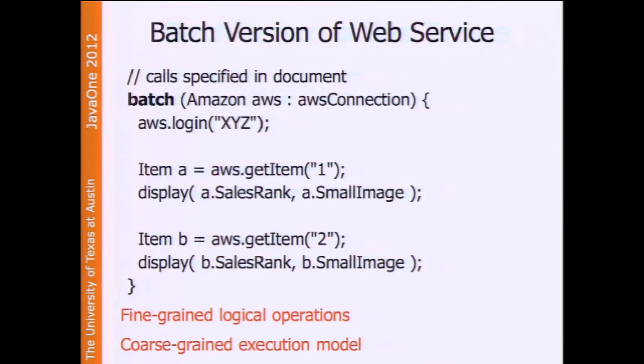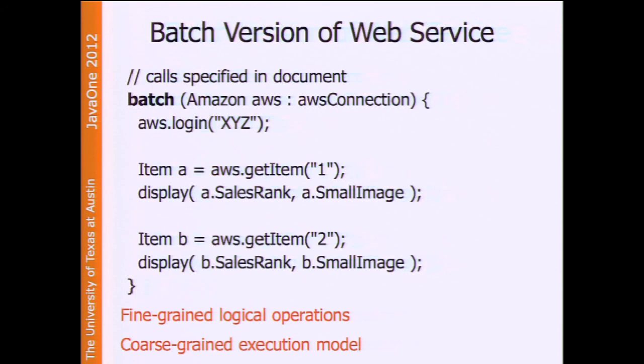So here's what it looks like in a batch. You make a connection to the server, you log in, you get the first item. So this is actually asking the remote service for item 1 and getting a virtual remote handle to that remote object called item. And then you display, which is the local method, the sales rank and the small image. But keep in mind that this item, that's a server object that never gets instantiated on the client. There's never a proxy for that object on the client. What happens is that a script gets sent to the server, which gets that item, and then calls these two specific methods.